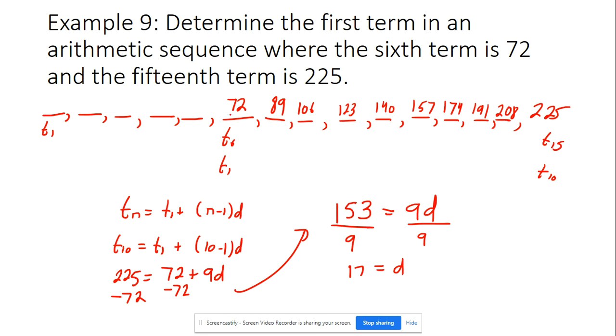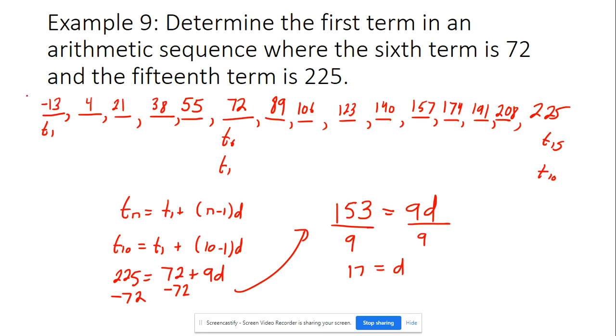Now, if I'm looking from left to right, I'm adding 17. Well, if I want to start going backwards, the opposite of adding 17 would be subtracting 17, right? So if I go 72 minus 17, I get 55, minus 17 again. You guys use your calculator for this. You do not need to do this in your head. Is 38. Minus 17 is 21. 4. And I get a negative 13 over here.